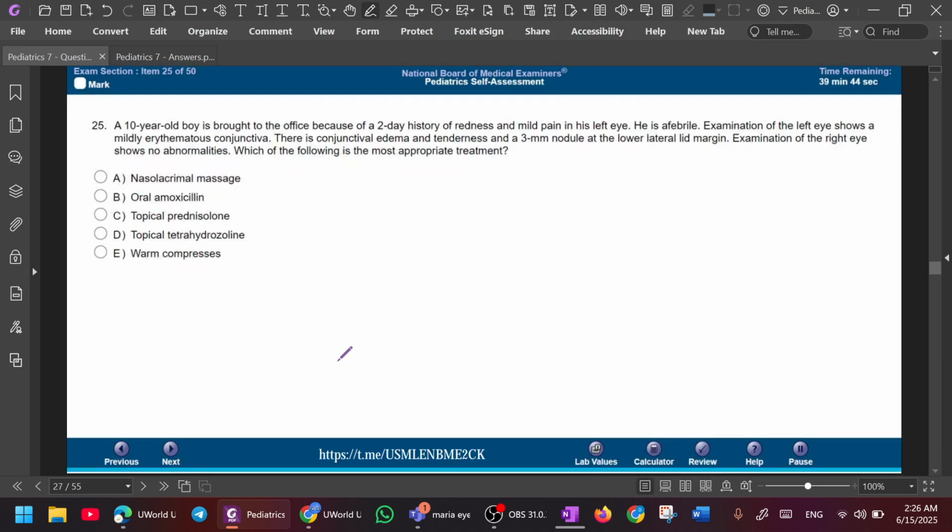A 10-year-old boy is brought to the office with a 2-day history of redness and mild pain in the left eye. He is afebrile. Examination of the left eye shows mild erythematous conjunctiva. There is conjunctival injection and tenderness, with a 3 mm nodule at the lower lateral lid margin. Examination of the right eye shows no abnormality. Which of the following is the most appropriate treatment?